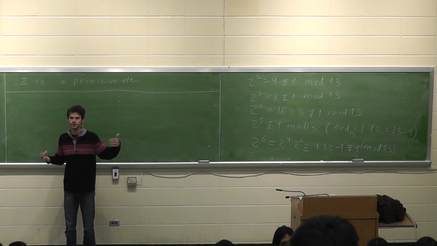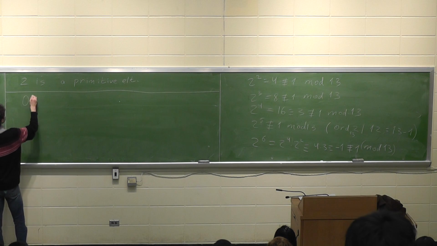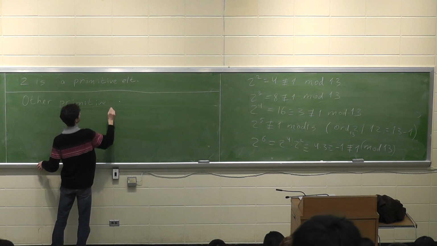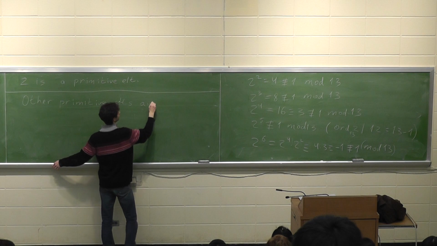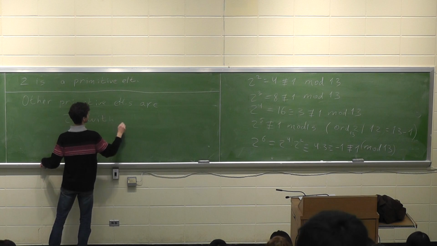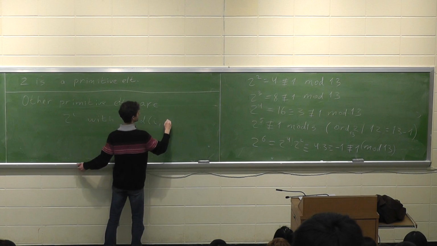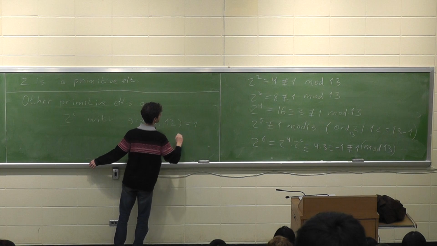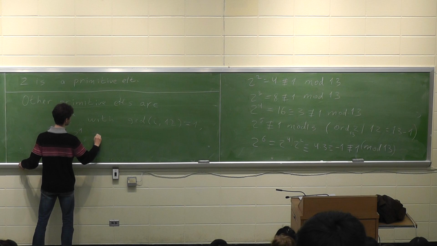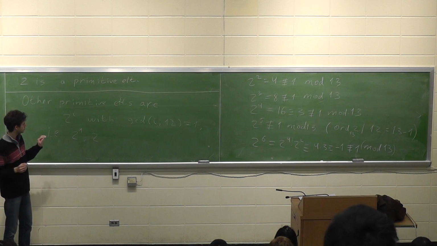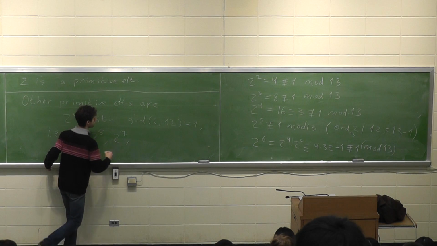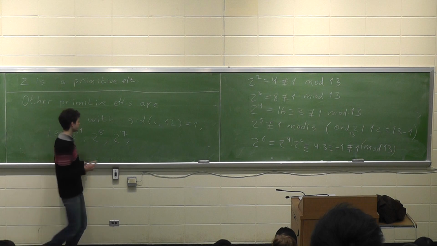And in fact, all of them are given by powers of 2, so other primitive elements are 2 to the power k where k is relatively prime to 12: 2 to the power 1, 2 to the power 5, 2 to the power 7, and 2 to the power 11.